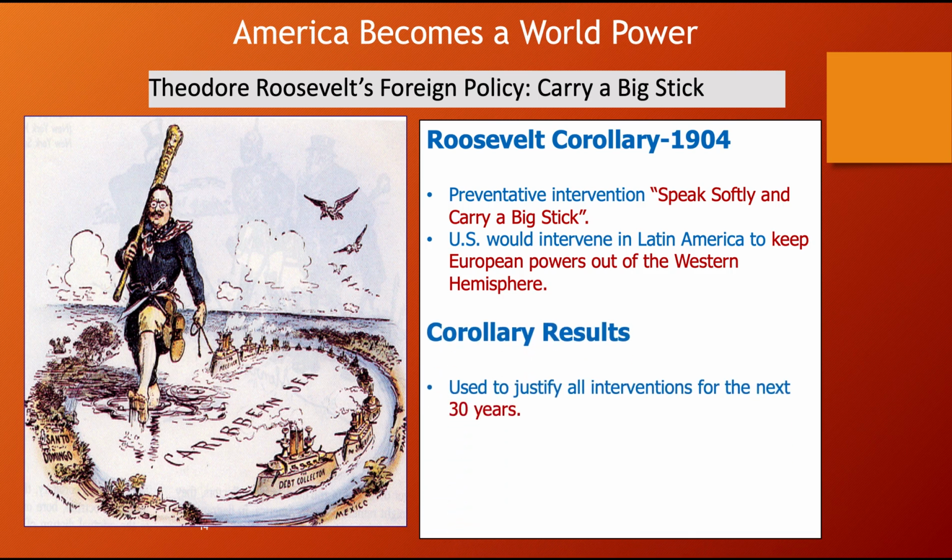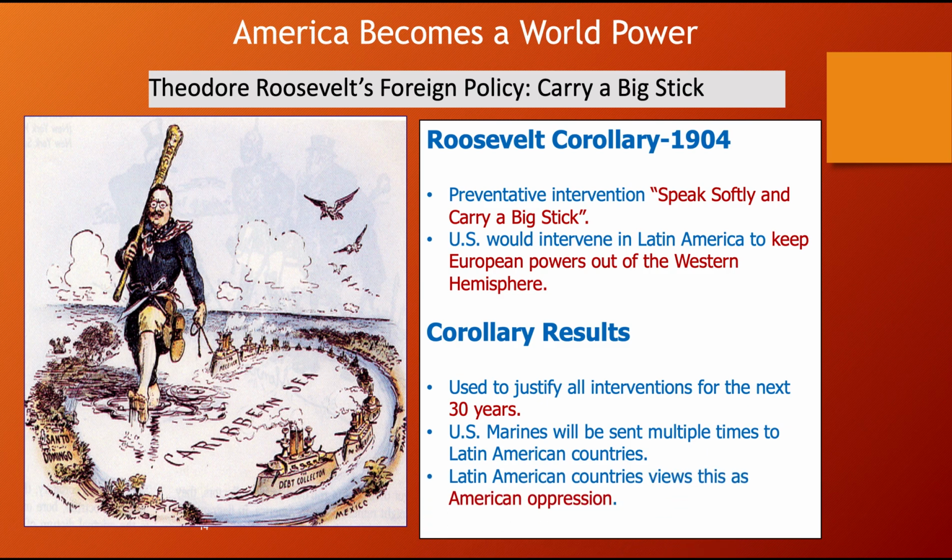And these results basically justify everything that we do as a nation for the next 30 years. Throughout those 30 years, we are sent down to Latin American countries time and time again to help protect them from European nations. Now, not all of them were positive for the individuals living in those countries, and many of those countries viewed this as an American oppression in and of itself. So our perspective was that we were helping them and it was justified. However, their interpretation was that we came in and did what we wanted to do and basically ignored their wills and their wishes.